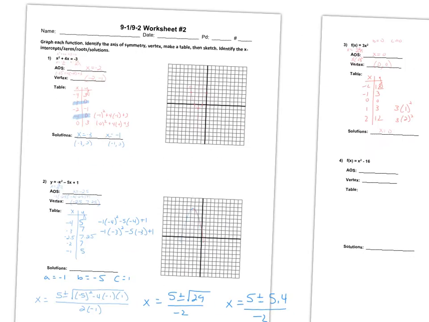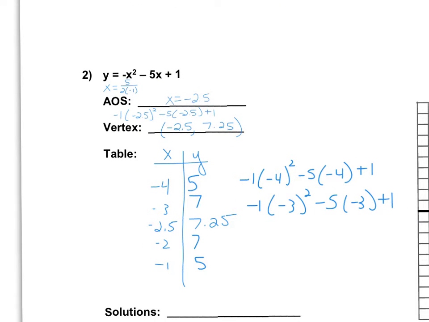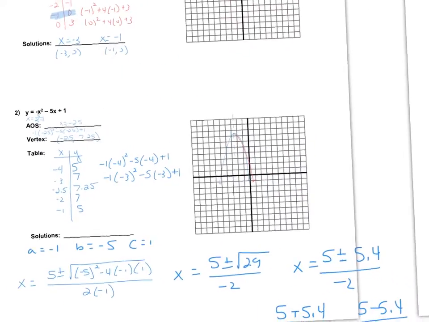So if I go back over to number 2 real quick, just take note here that my A value is negative, right? A value is negative. It should be opening down.